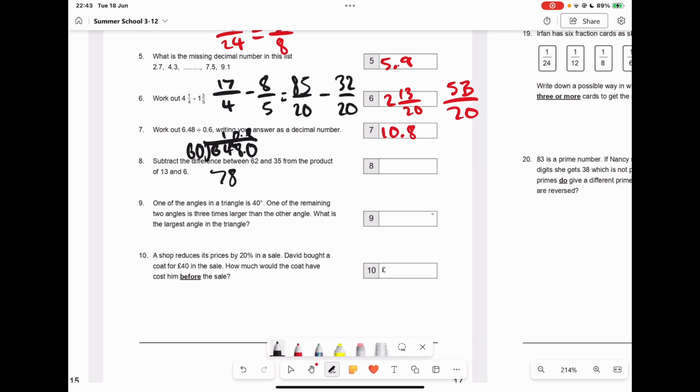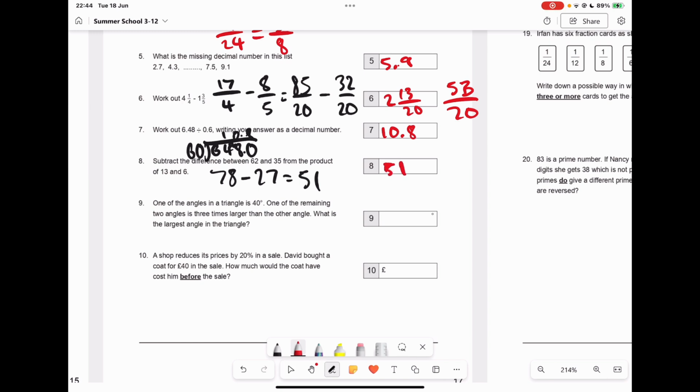And then that's subtracting the difference between 62 and 35. So 62 minus 35 is 27. And now we find the difference. 78 minus 27 is equal to 51. And that means that our answer is 51.